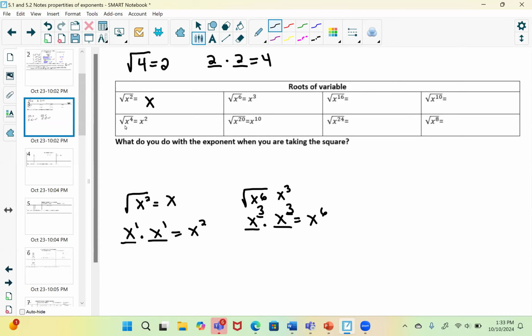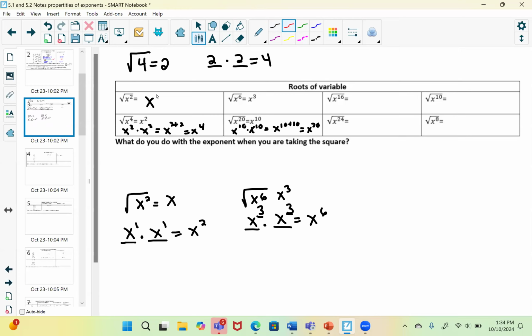So kind of following that pattern, the square root of x to the 4th is x squared, because again, x squared times x squared is x to the 2 plus 2, which is x to the 4th. And the square root of x to the 20th is x to the 10th, because x to the 10th times x to the 10th, we add our exponents, 10 plus 10 is to the 20th. Okay. So there is a pattern, if you can see it.